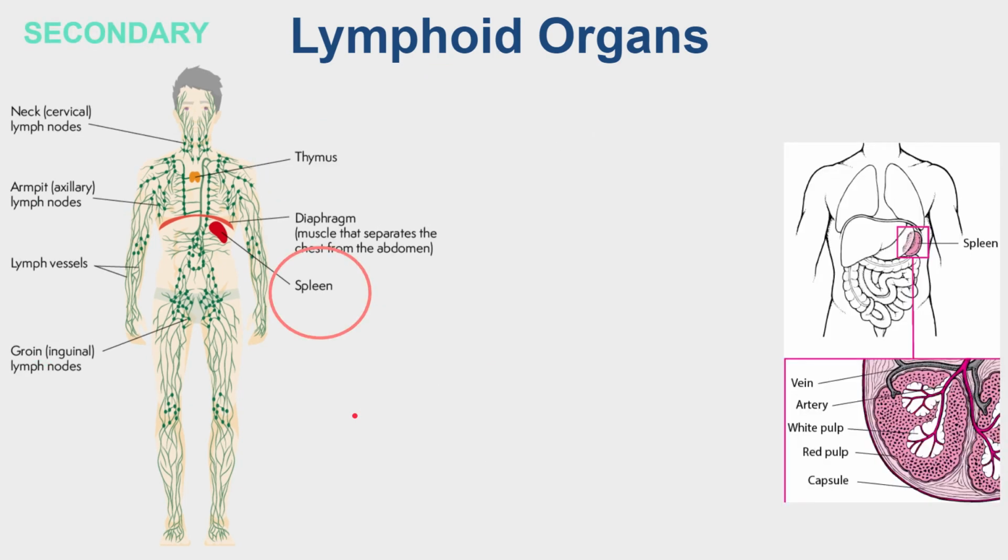Okay, let's take a look at our secondary lymphoid organs just to track here. Just notice up in the left-hand corner, it'll tell you whether it's primary or secondary. We just talked about our two primary lymphoid organs. Let's talk about our secondary ones.